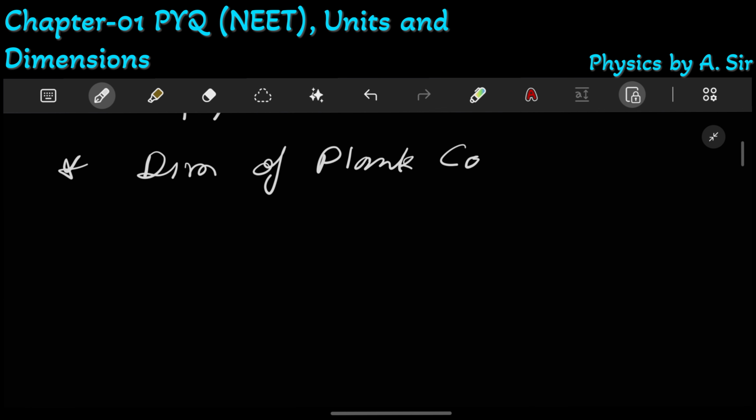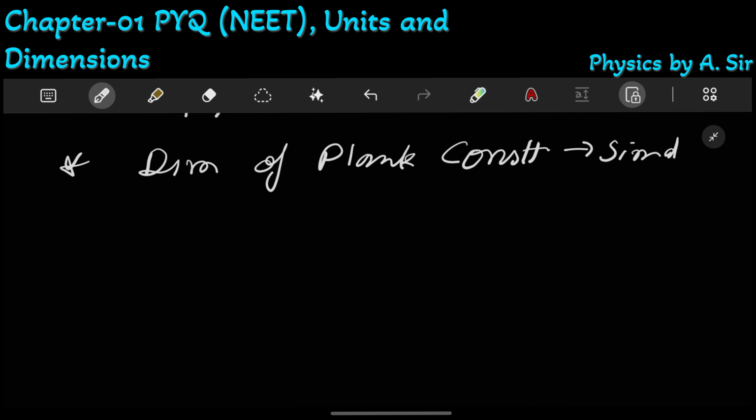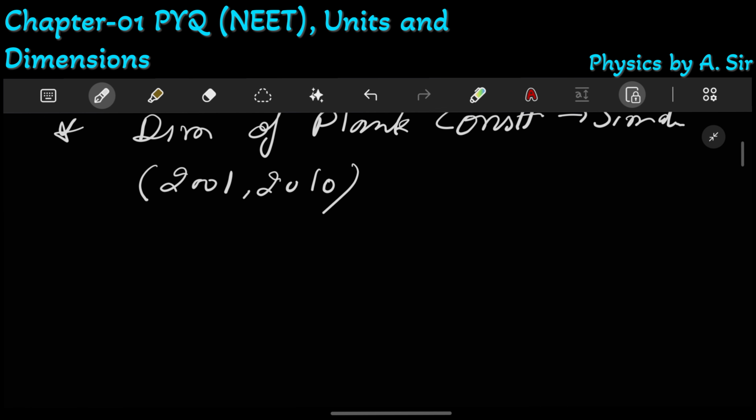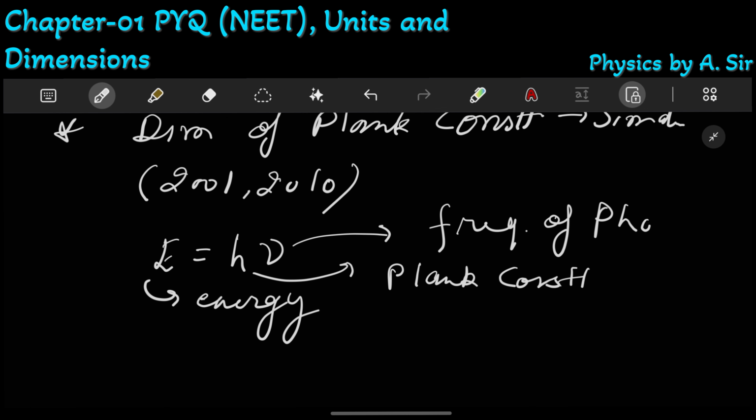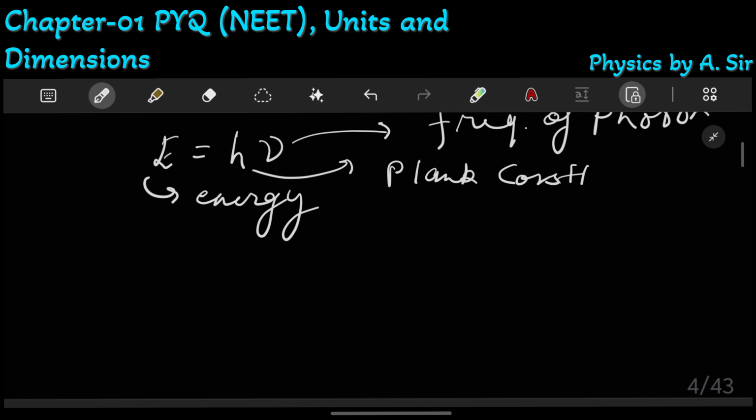Let's move on to the next question, which is the dimension of Planck constant. It has come in 2001 and 2000. So there is E equals h nu from the Planck formula. Energy is equal to Planck constant times frequency of light, the frequency of a photon. So it has a similar dimension as angular momentum.